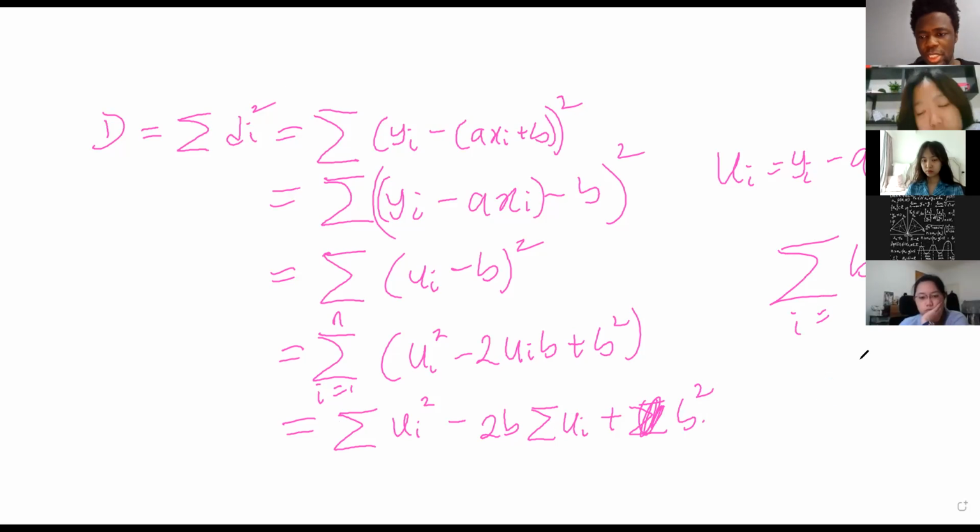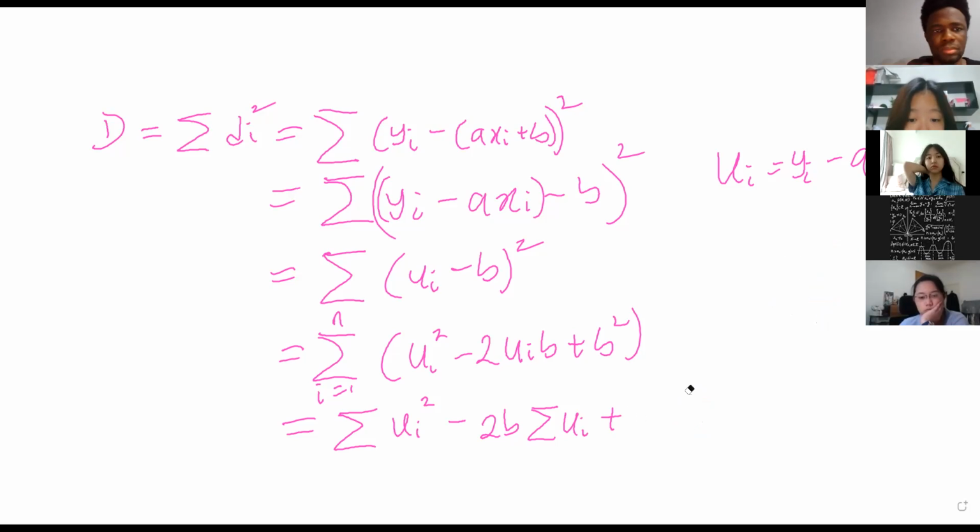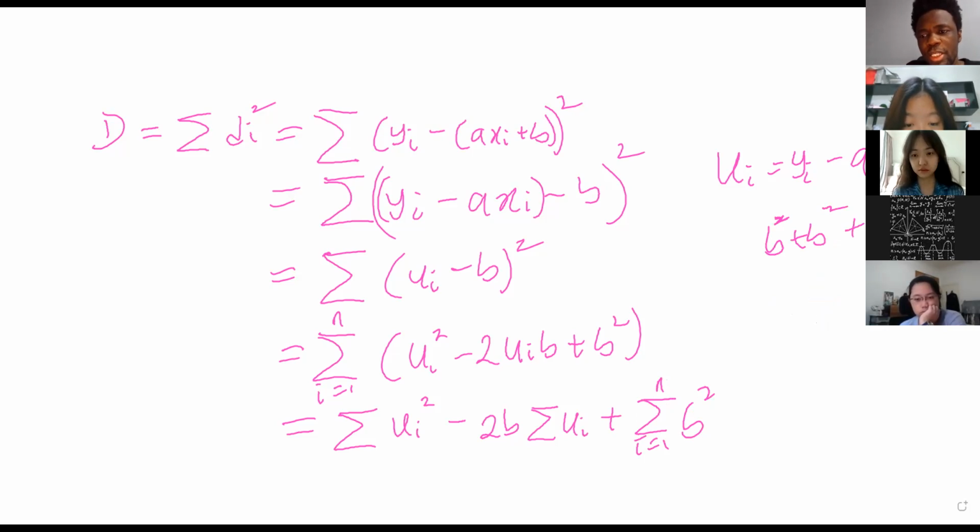Maybe I can include it because I have to include N at some point. Let me include it first. Summation of B squared, isn't it? Everything is I from 1 to N. So when I is 1, it will be B squared. When I is 2, it's still B squared. When I is 3, it's still B squared. So at the end, it's going to be NB squared.